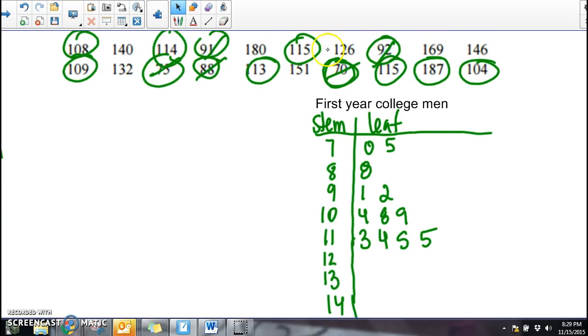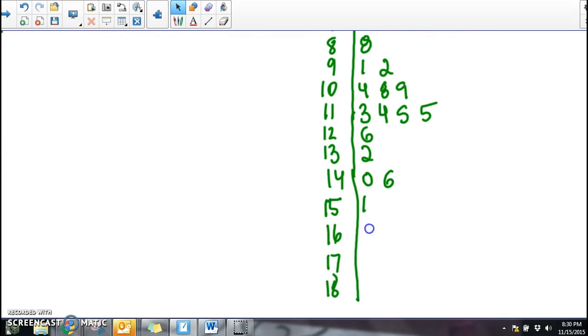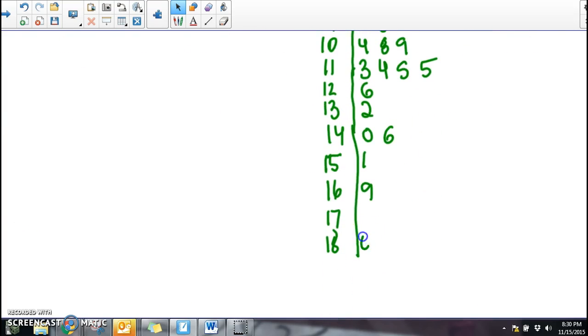Now let's see what we have next. Get rid of all those. We have 126. And is that our only 120? Yeah. We have 132, the only one of those. We have a 40 and a 46. And let's see, we have a 51 and a 69. No 170s, but then we have a 180 and a 187.